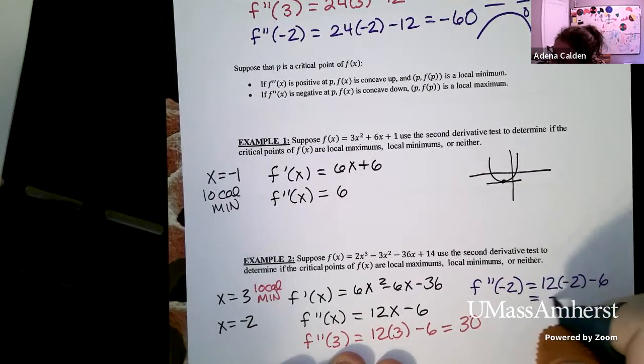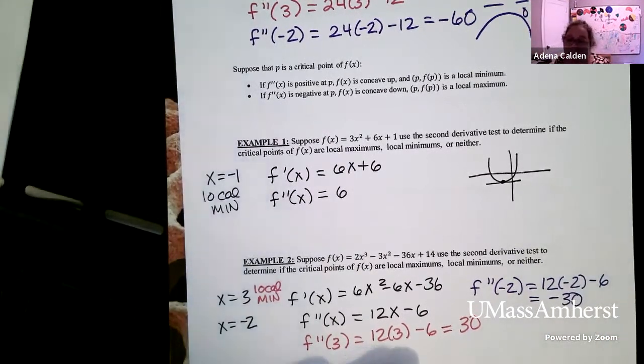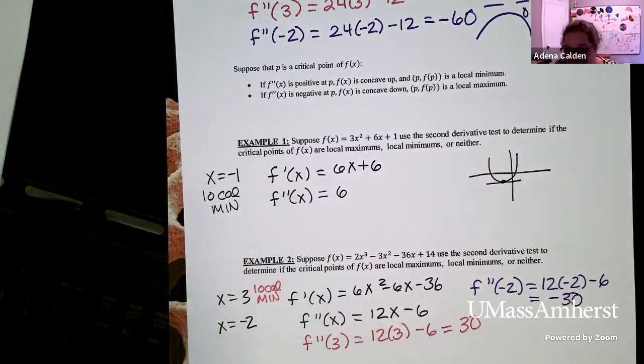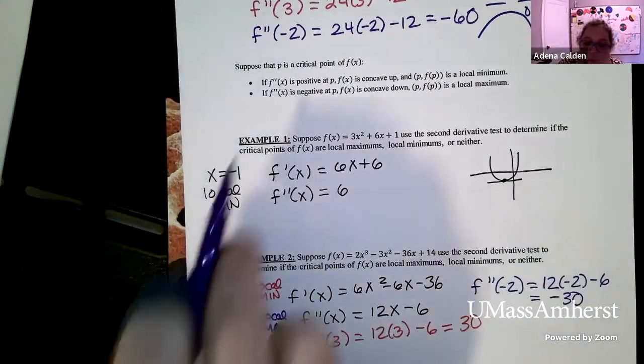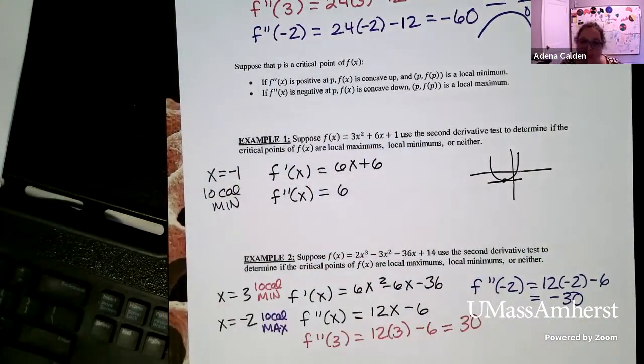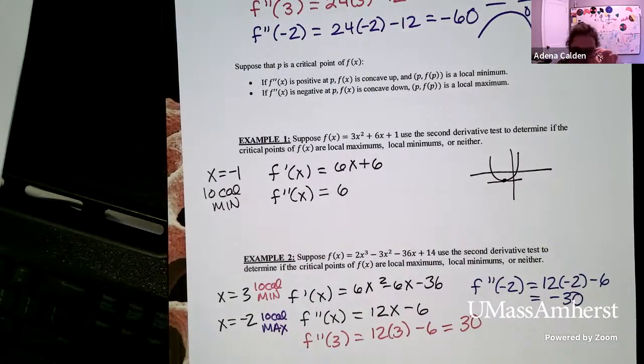When I crunch that number, I get -30. If your second derivative is negative, the original function's concave down, and you have a local maximum. So we are able to use the second derivative to classify those particular points.